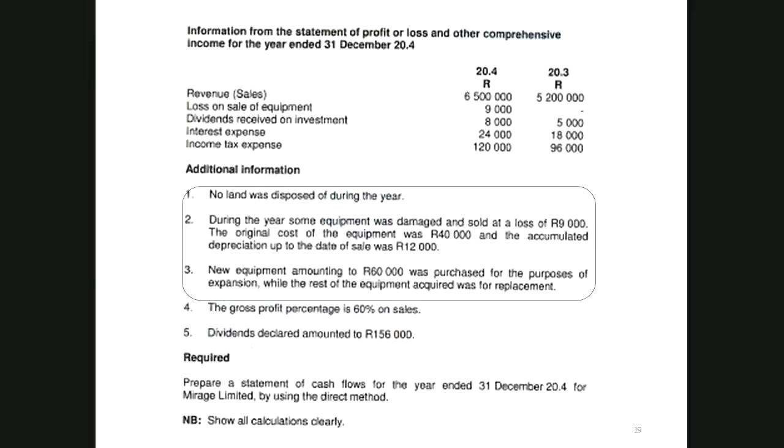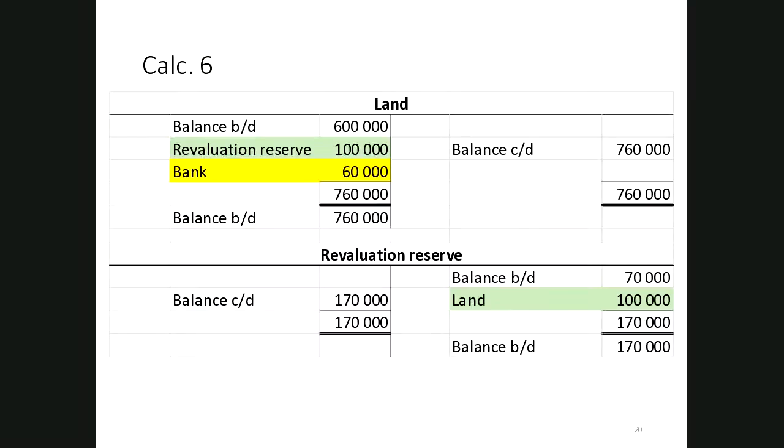If we just check the additional information, it tells us no land was disposed of during the year. What it doesn't tell us is whether any land was acquired or not. We'll need to check that. The equipment we've actually dealt with already. So the only account we really don't know what's going on in is the land account. So we're going to reconstruct the land and revaluation reserve accounts.